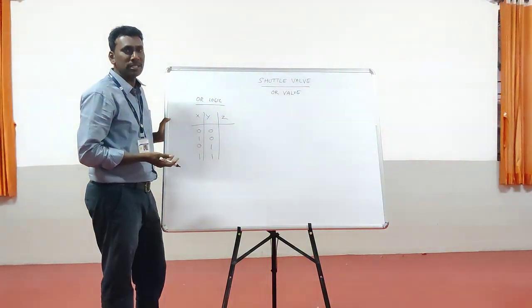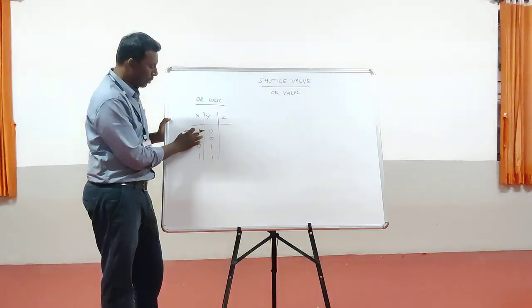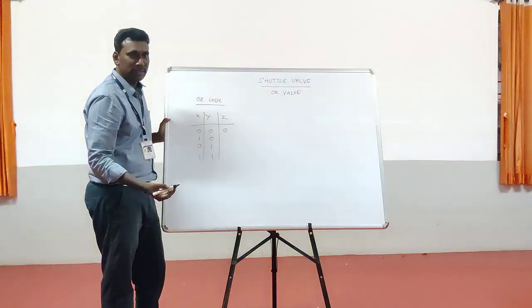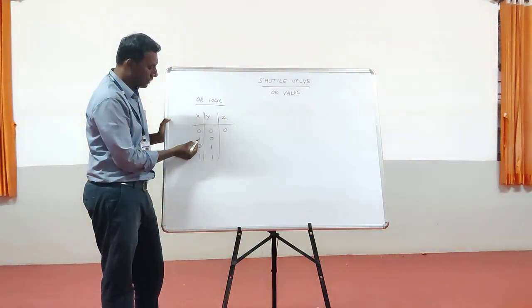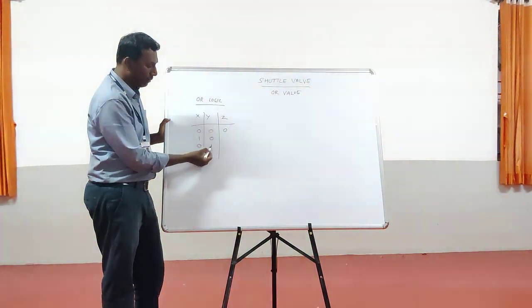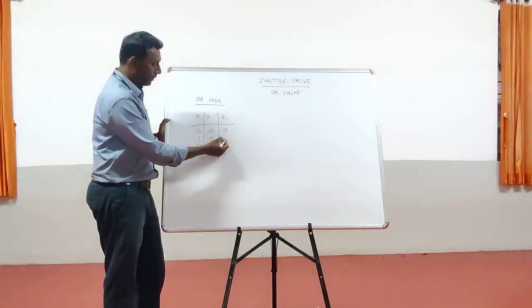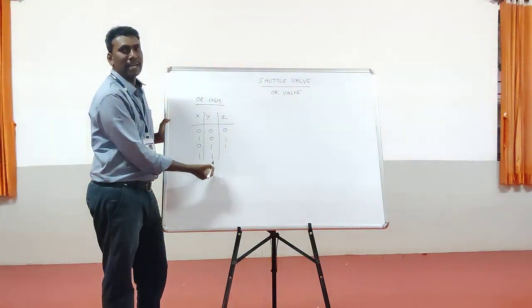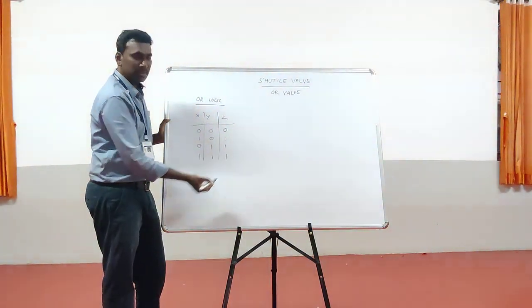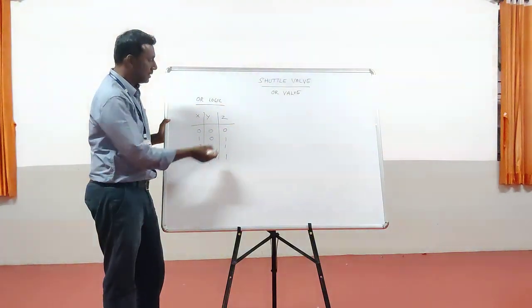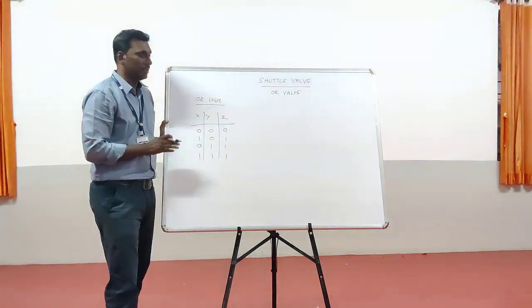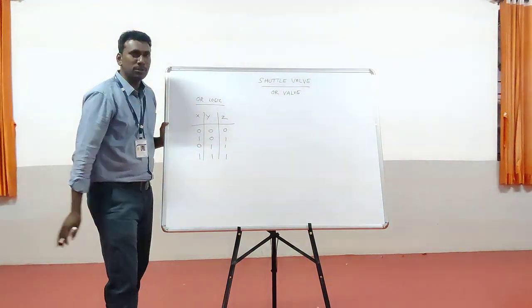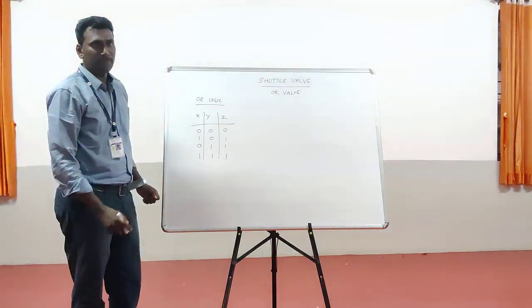This is the basic logic behind the OR logic. If both the inputs are deactivated, the output is deactivated. If any one of the inputs, X or Y, is activated, it will produce output. If both the inputs are activated, it also gives the output. This is the basic logic of the OR gate. Based on this, we are going to work on the shuttle valve.